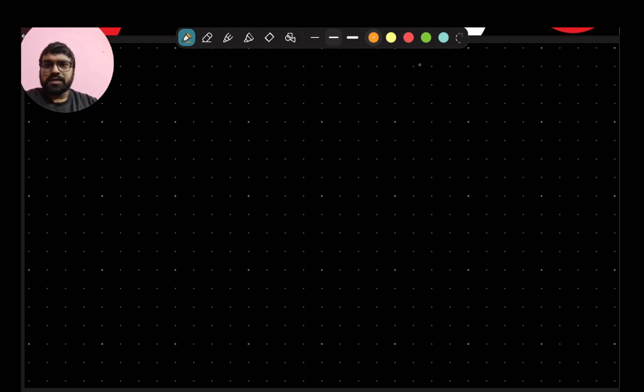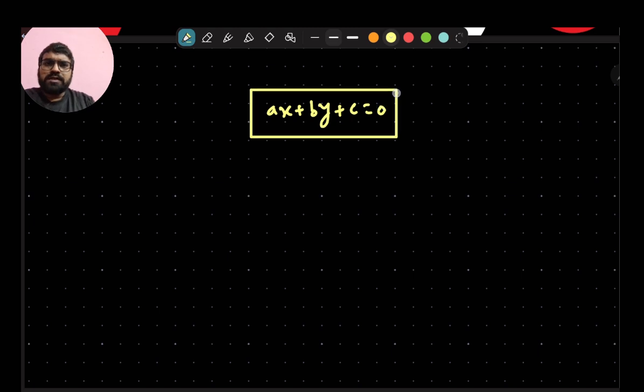We used to study this chapter, the straight line and pair of straight lines, in coordinate geometry itself. But today we are going to see how we can write the equation of a straight line on the complex plane, that is, using the Argand plane. Whatever we have seen till now was using the Cartesian coordinate system. I'm sure you have seen the expression ax plus by plus c equal to 0.